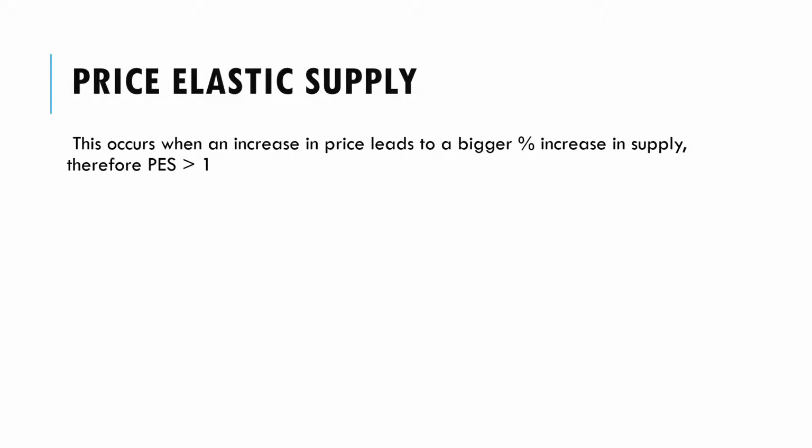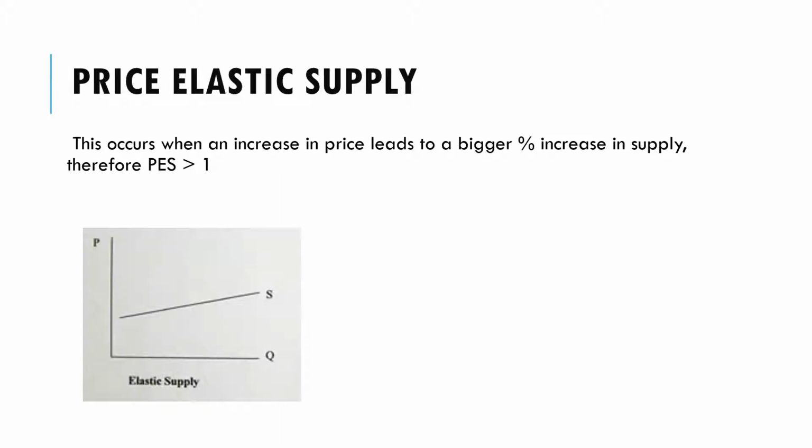What might price elastic supply look like? This is where a change in price leads to a bigger percentage increase in supply. The price elasticity of supply coefficient will be bigger than 1, and our supply curve will be much more horizontal. Here, a small change in price leads to a big change in the quantity supplied. And this looks a little bit like the middle of an E, if you were to think about an E looking like that. So E for elastic. A perfectly elastic supply curve will be horizontal.